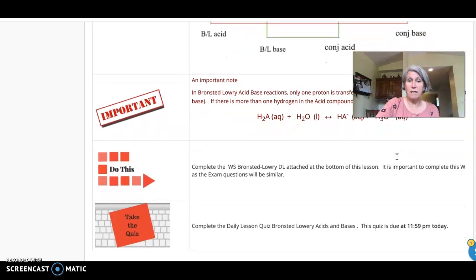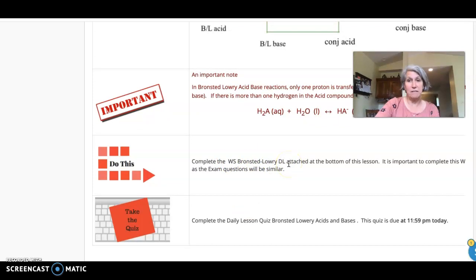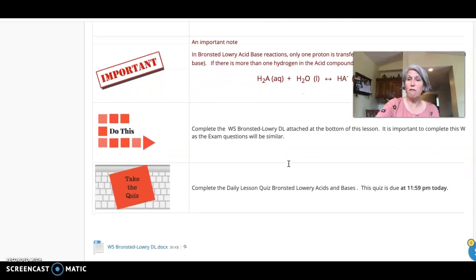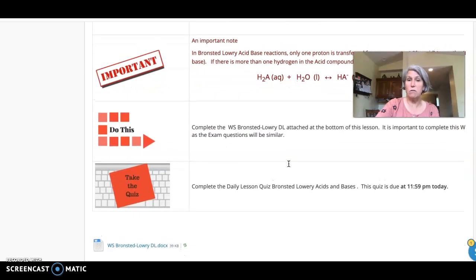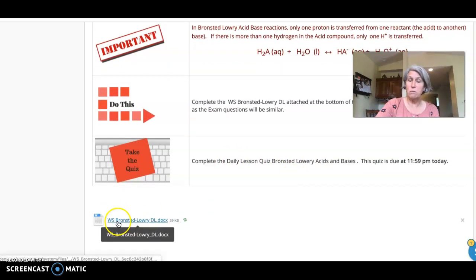Your homework tonight, or actually work to do, to practice, is please make sure you're doing this Bronsted-Lowry worksheet. This is an important understanding of Bronsted-Lowry. Make sure you know how to do that, and then complete the daily lesson quiz. You'll find the worksheets right here, and the answers are in a folder within the daily lesson page.